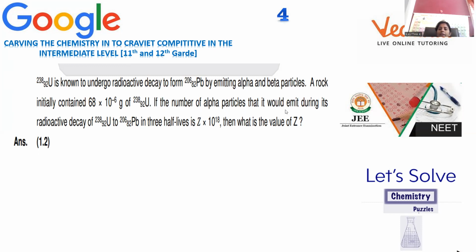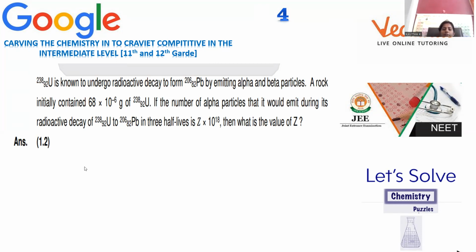If the number of alpha particles that would be emitted during the radioactive decay of uranium to lead in 3 half-lives is Z into 10 power 18. So here, the number of alpha particles emitted is what we need. How many alpha particles are emitted during the conversion of uranium, the starting material, to the product in 3 half-lives? This is given by Z into 10 power 18, so the Z value is to be determined. What is the value of Z? We have to identify. Z value is to be calculated as 1.2. We have to find out how we can get this 1.2.